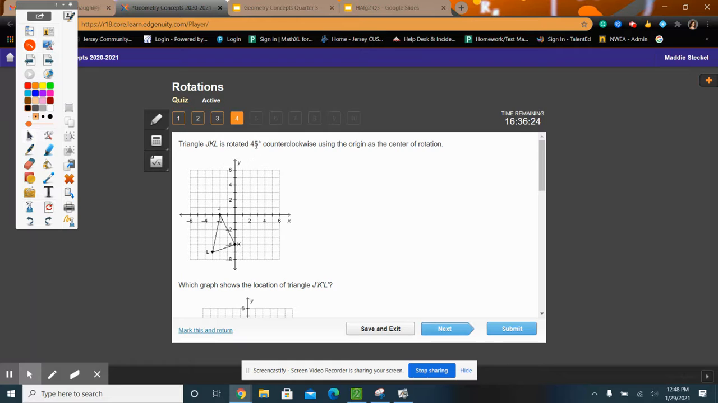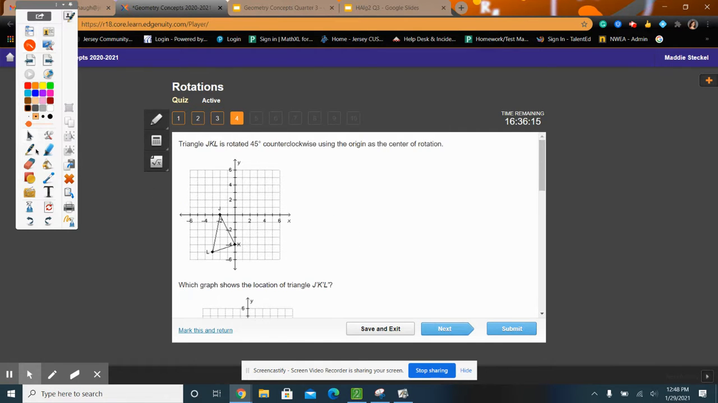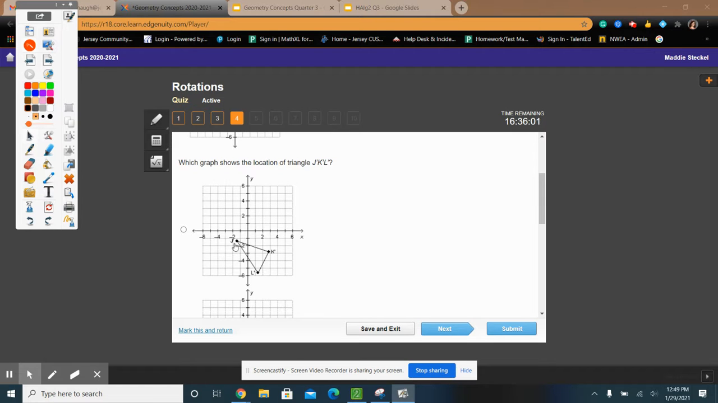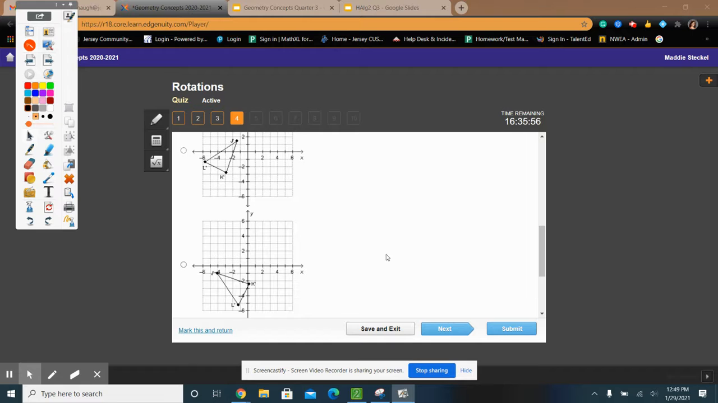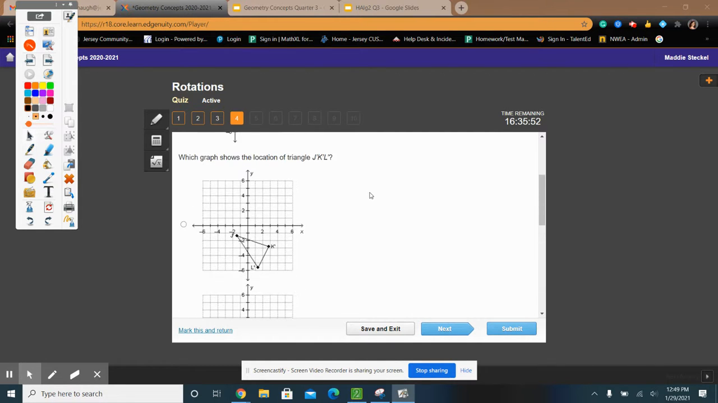I have a triangle. I'm going to go 45 degrees counterclockwise. So that will be to the left using the origin. So which one could be the right one? So let's look at J first. If J goes here and then counterclockwise 45 degrees, it should be somewhere in this region. J prime should be somewhere in this middle region. I can't even see what that is, but maybe that's it. Not that one. Not that one. And not that one. So the only one that J really could be is this.